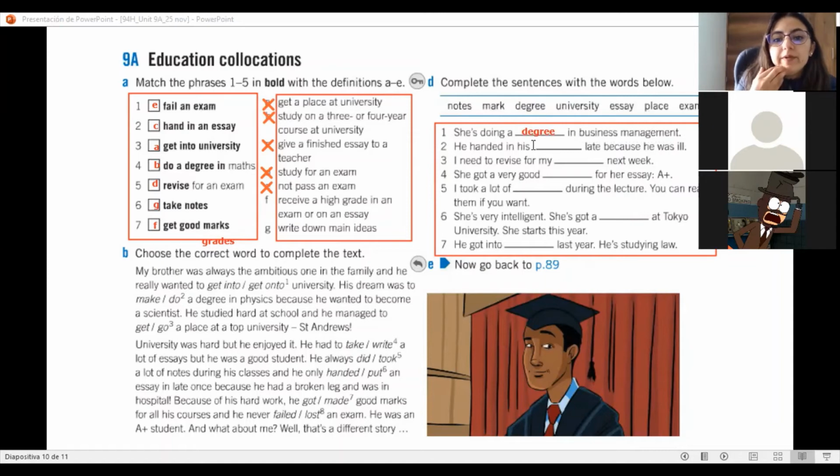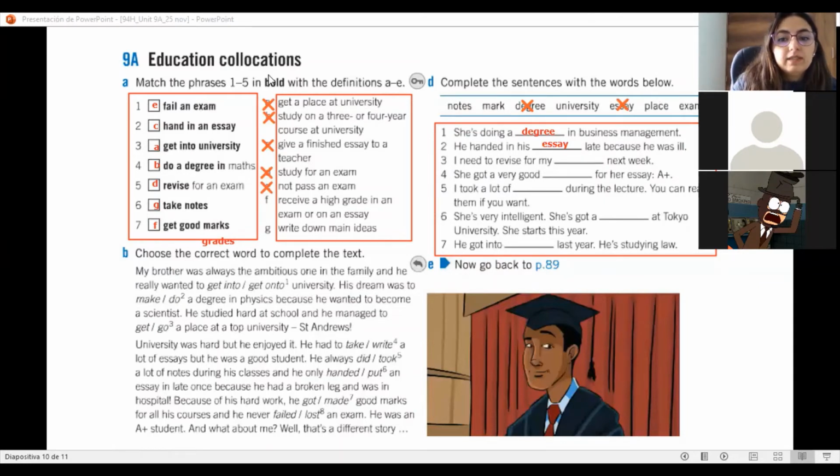What about number 2? He handed in essay. Essay. His essay, good. He handed in his essay late because he was ill. Entregó su ensayo tarde, atrasado, porque estaba enfermo. Good. Let's continue with the next. Number 3. Exam.